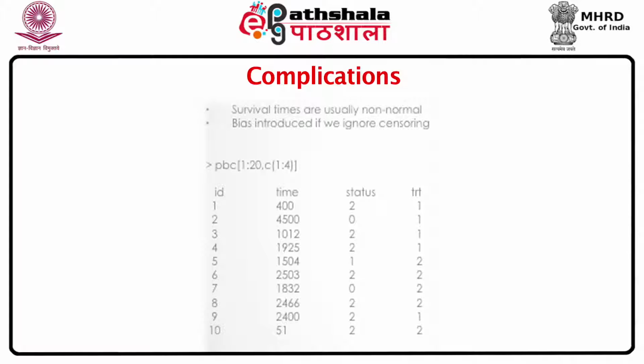Now you can get some feel from this data set that bias will be introduced if we ignore censoring. If we look at the status variable, then the value 0 indicates that the corresponding individual was censored. So individual 2 was censored, individual 7 was censored. If we simply ignore the status column in our analysis, then we will assume that individual 2 experienced the event at time 4500, which may or may not be correct, and our resulting inferences may or may not be valid.